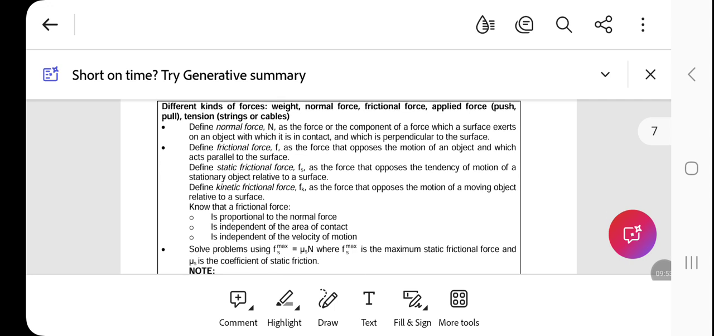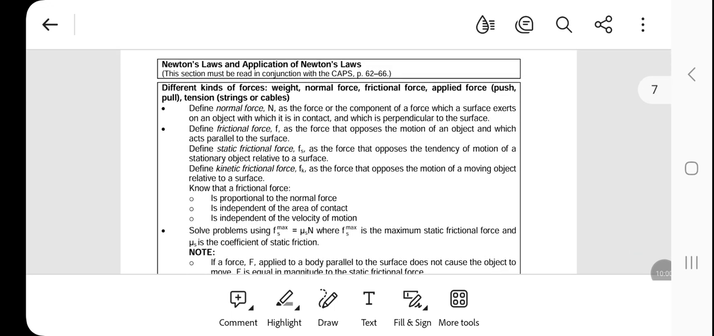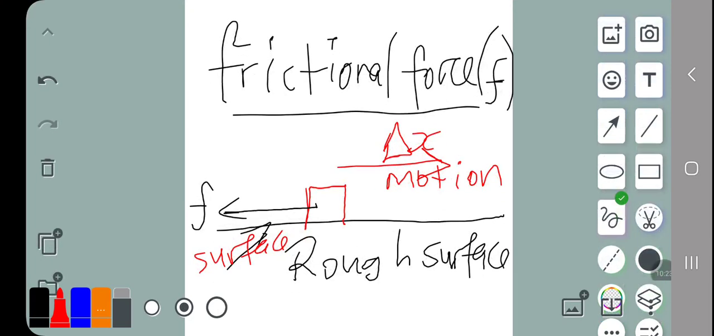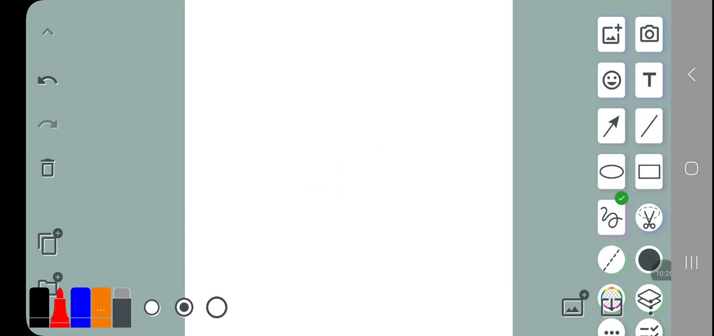The next point here, as you can see, after defining frictional force, is that we have two types of frictional forces. That is very important. Let's see your next point there. After defining frictional force, we go to define static frictional force. So you must know that we have two types of frictional force: static frictional force and kinetic frictional force. Let's start with the static frictional force.